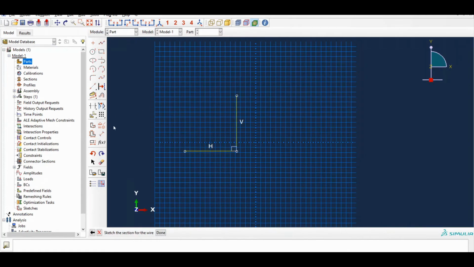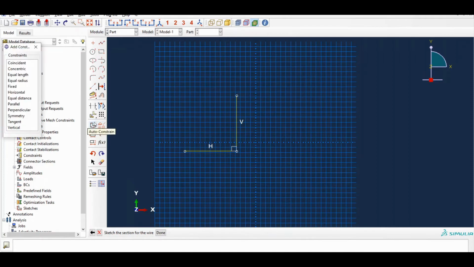Now there is one option here, add constraint. So you click on this one. This will allow us to choose different constraints. So if you want two lines to have equal lengths, you just click on equal lengths and select these two lines and say done. Or if you want two circles to have equal radius, click on equal radius. Or if you want the lines to be parallel, click parallels, so it is easier to dimension them.